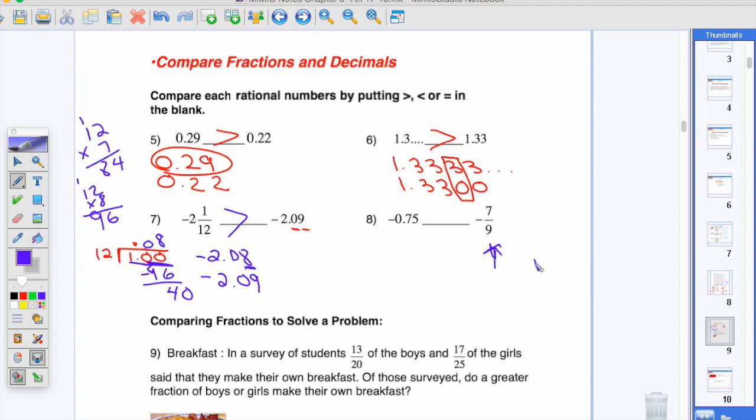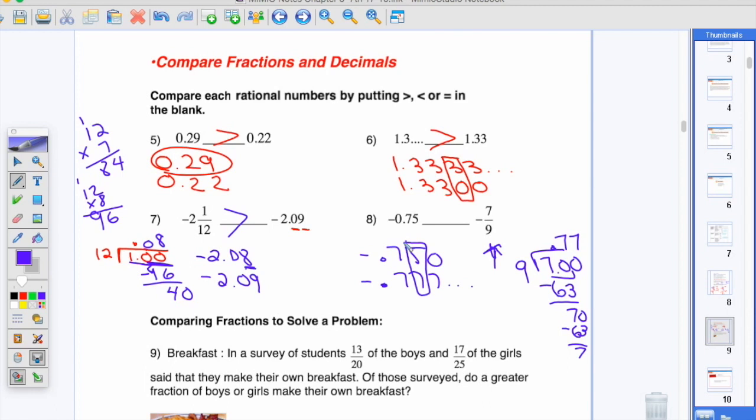In number 8, we have a decimal and a fraction. So let's change that fraction to a decimal. The 7 goes inside, 9 goes outside. 9 goes into 70 7 times, which is 63. Subtract, bring down. 9 goes into 70 7 times. Subtract, bring down, and we can see that we're developing a pattern. So we're going to compare negative 75 hundredths and negative 0.777 repeating.